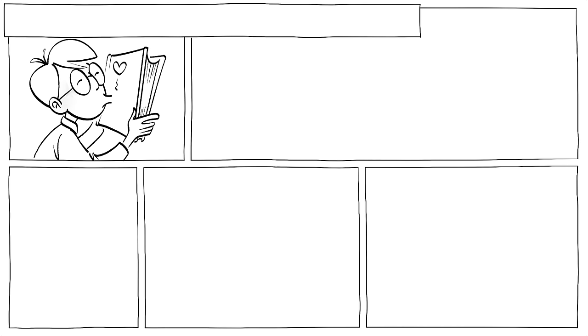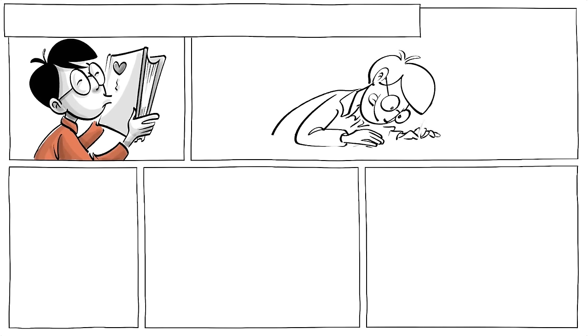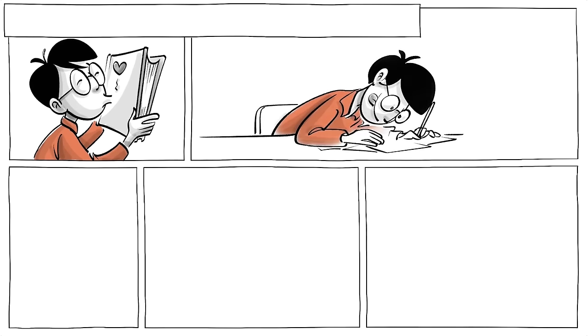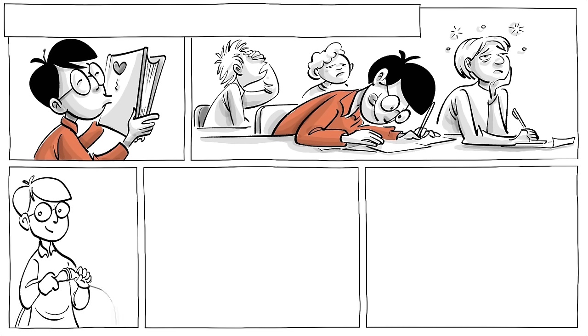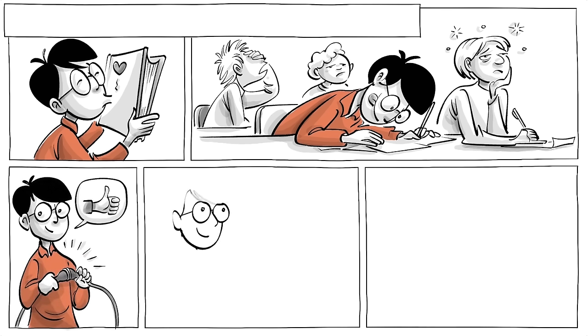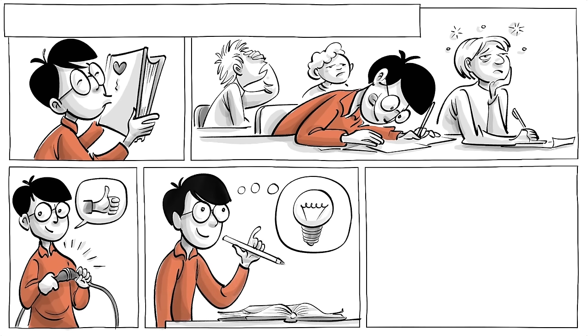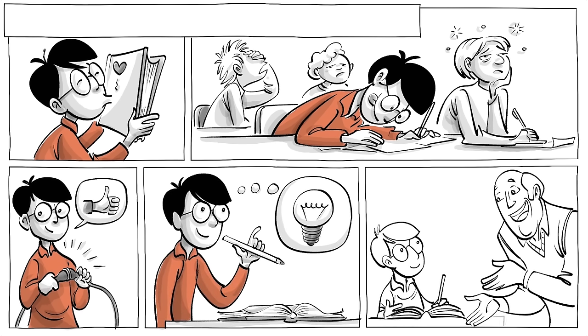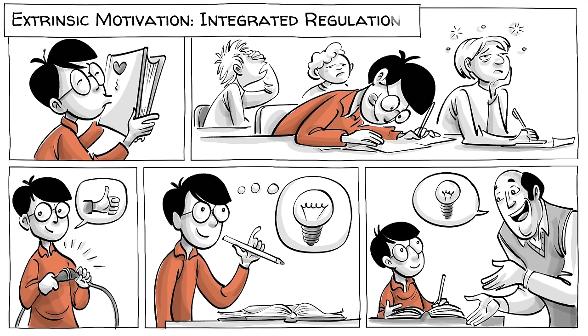John thinks learning is important because it makes him a better human being. To develop his intellect and become the best version of himself, he tries to understand things, even if they are boring. He feels connected and competent. But since his behavior is regulated by the desire to live up to an idea, he is still not fully autonomous. This stage is known as extrinsic motivation, integrated regulation.